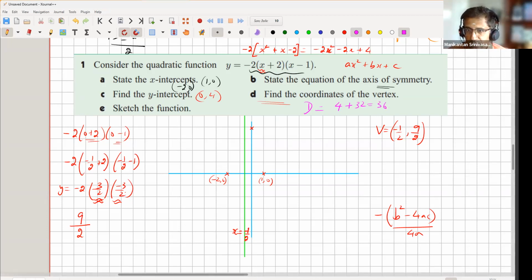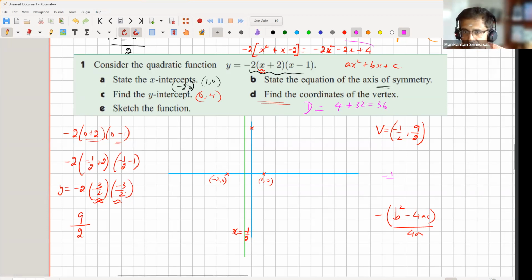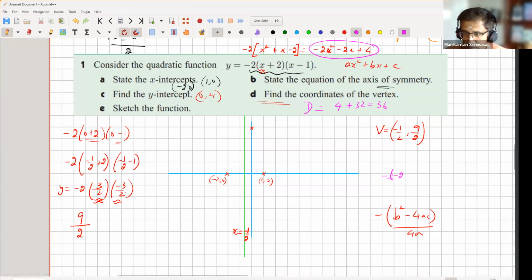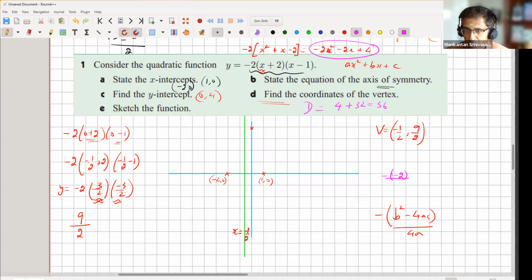And therefore, the coordinates of the vertex are minus b by 2a, which we anyway got. Here you can just do minus of minus 2 upon minus 4. Minus of minus 2 is plus 2, upon minus 4, which becomes minus half, so it matches. And then the y coordinate is minus D, which is minus 36, by 4a.